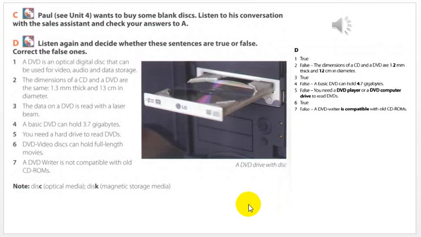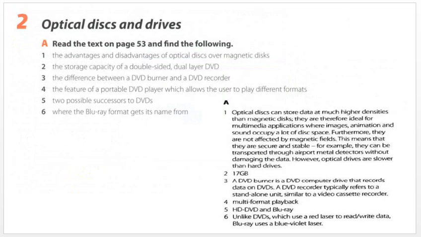Please try by yourself to find the answers for these 7 sentences, whether they are false or true. And if you can't, here is the answer key. You may check your answers from here. Okay, let's go ahead. What do we have in task number 2?